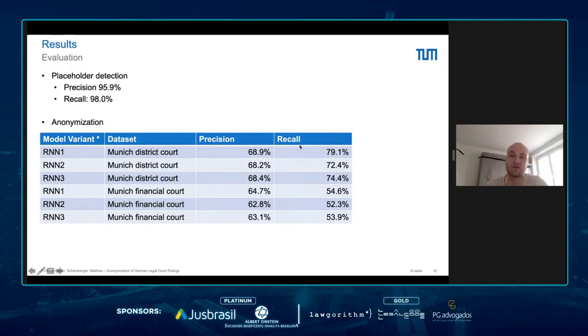And for us, it was also more important to have a higher recall than precision, because if you mark too much insensitive information as sensitive, that's a lot of work for the lawyer. But they can easily remove the information because it's obvious and they just need to click on it. But the recall should be high because it's, of course, important that they don't miss sensitive information.